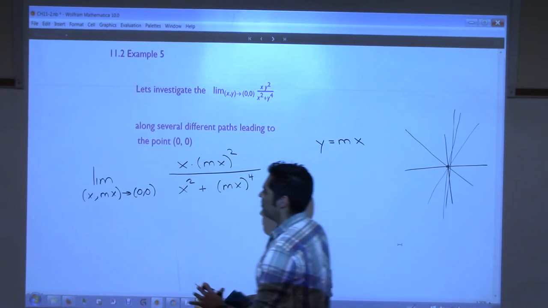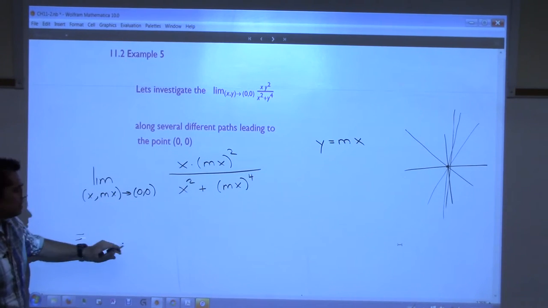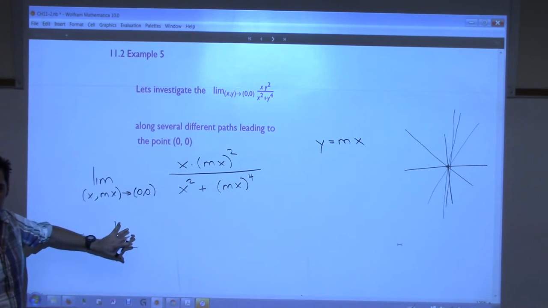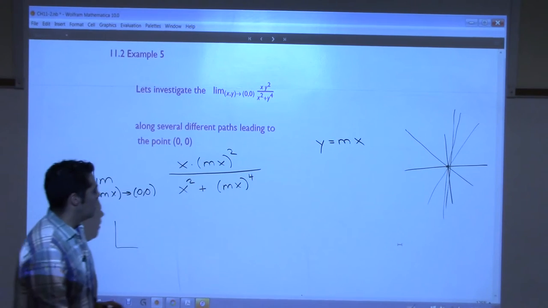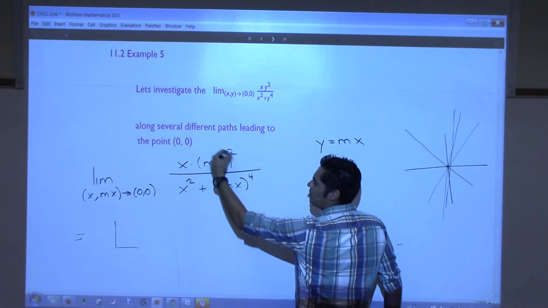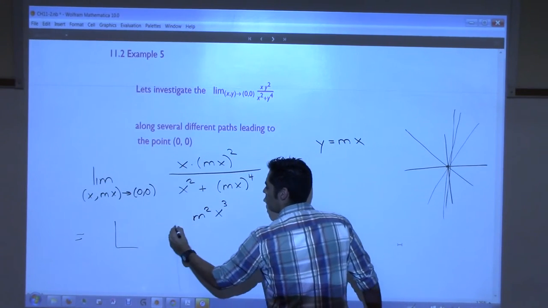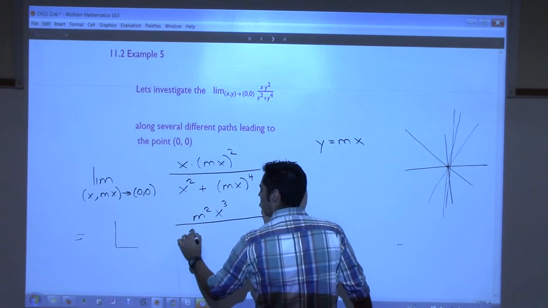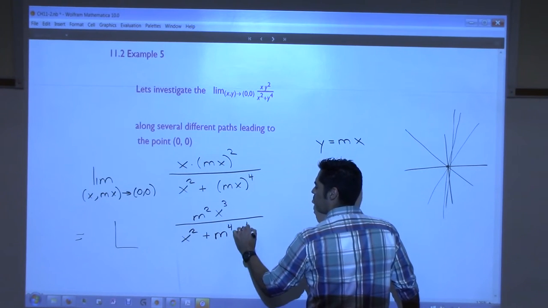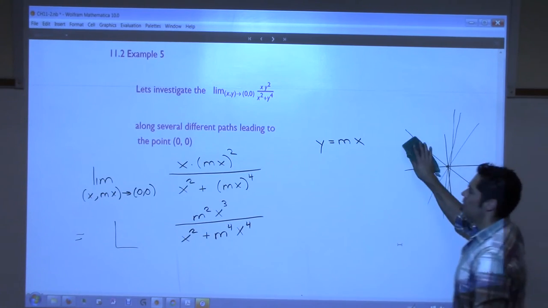I have to be precise with my notation, so I need to rewrite this limit again, right? That's a lot to write, and it's class time, so I'm just going to write this is all L. I do that when I'm doing the homework problems too, because it's too much writing. But on a test, please write it down, okay? It's not that bad. What is the top here? M squared x cubed. On the bottom, x squared plus m to the fourth x to the fourth. Yeah? All right, let's keep going.